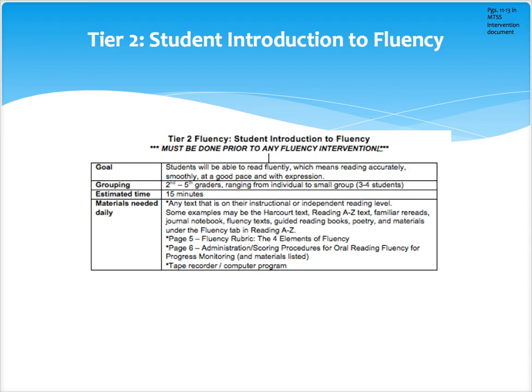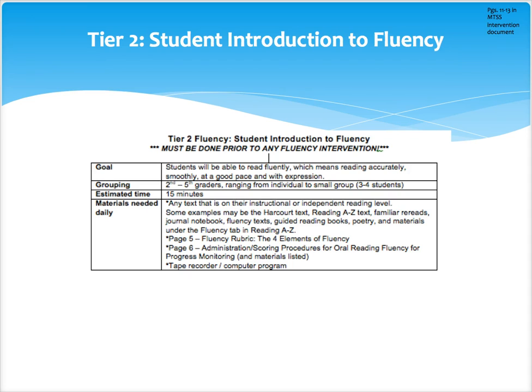Tier 2 fluency must start with student introduction to fluency. And on each fluency intervention, there is a goal, grouping, estimated time, and materials needed. Our goal every time is going to be that students will be able to read fluently, which means accurately, smoothly, at a good pace, and with expression, those 4 elements. You will use this only with 2nd through 5th graders in a small group or individual. It should take about 15 to 20 minutes.